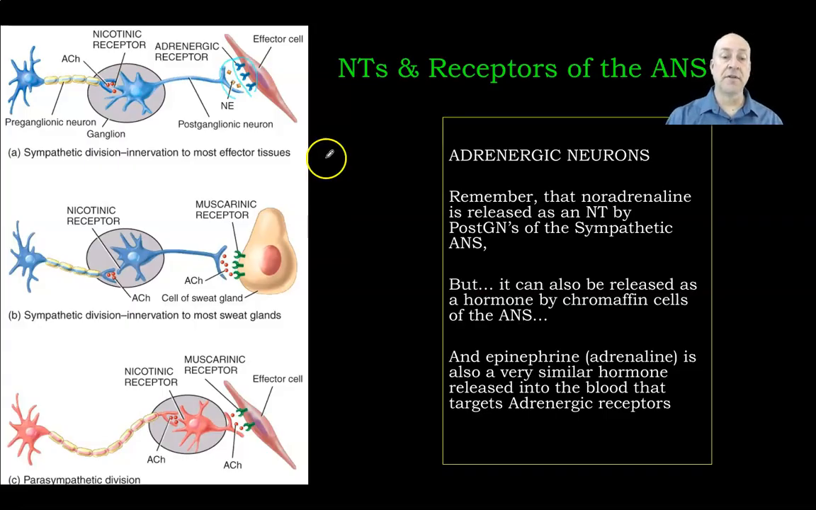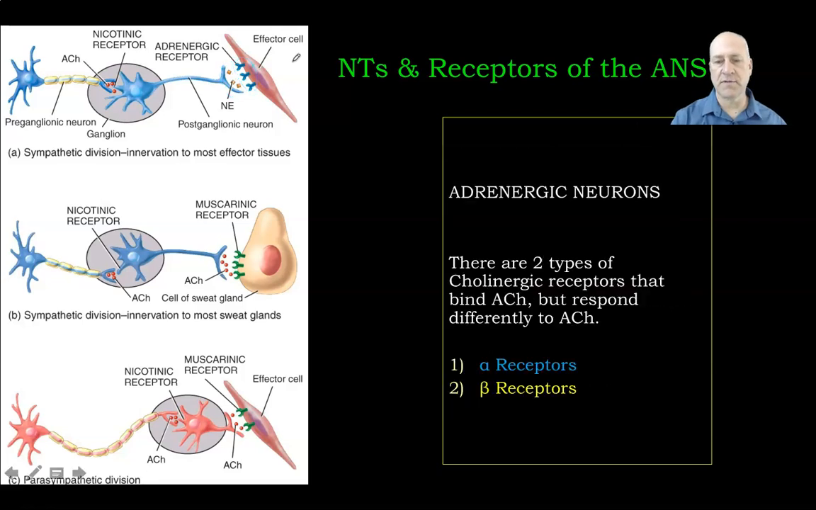And yeah, just on the effectors, the adrenergic receptors are found on the smooth muscle, the cardiac muscle, and most of the glands of the sympathetic arm, but not the sweat glands. So you won't find them in the sweat glands, but you'll find them everywhere else.